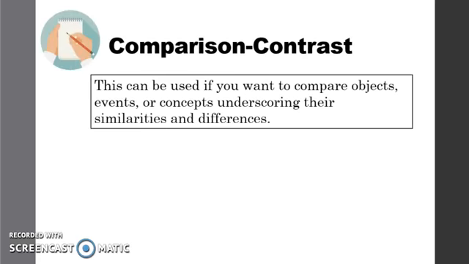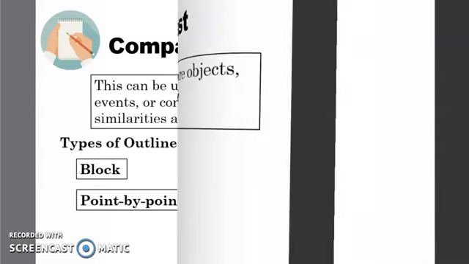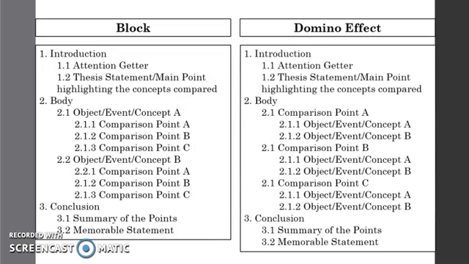Now, on to the last pattern, the comparison contrast pattern. This can be used if you want to compare objects, events, or concepts, underscoring their similarities and differences. Now, your outline may follow either a block or point-by-point format. Let's take a look at each type of outline. We have the block and, sorry about the typo error, we have the point-by-point format. Okay, you may pause this one for better understanding.